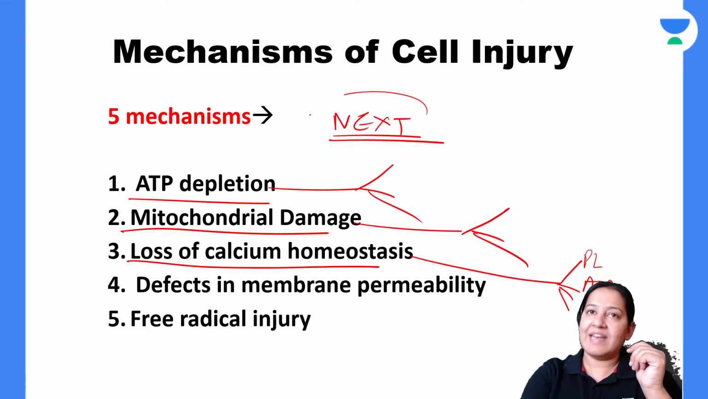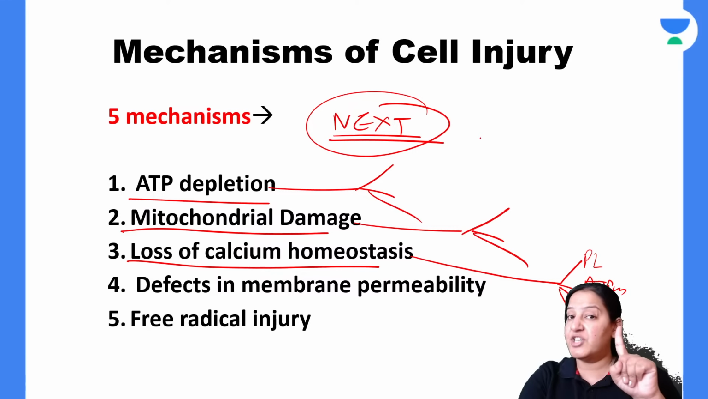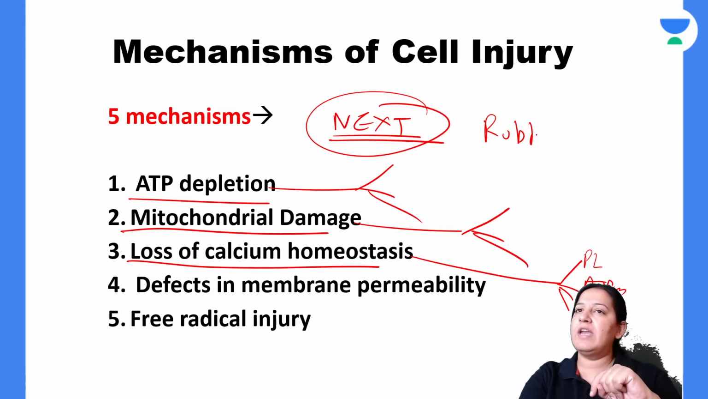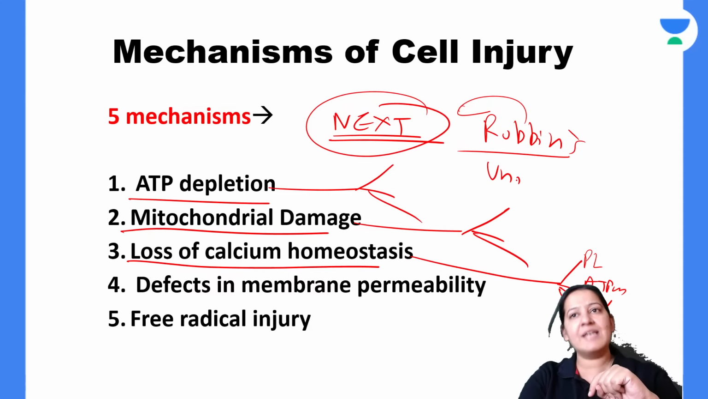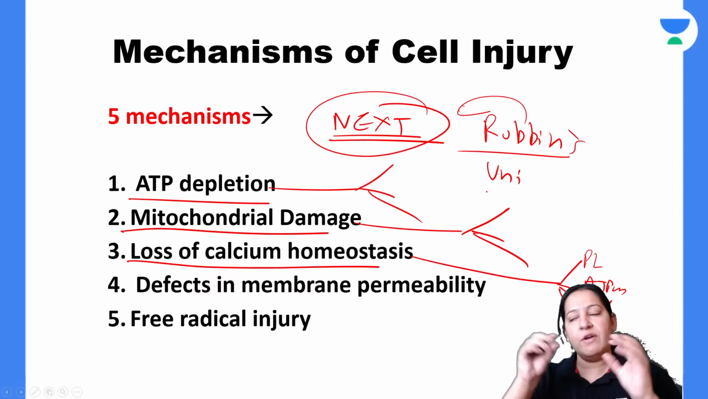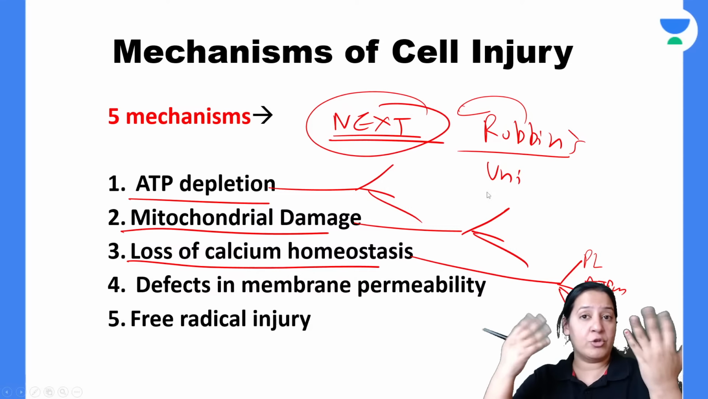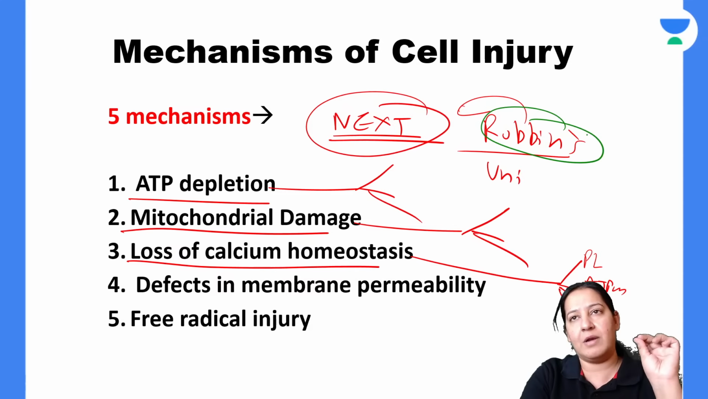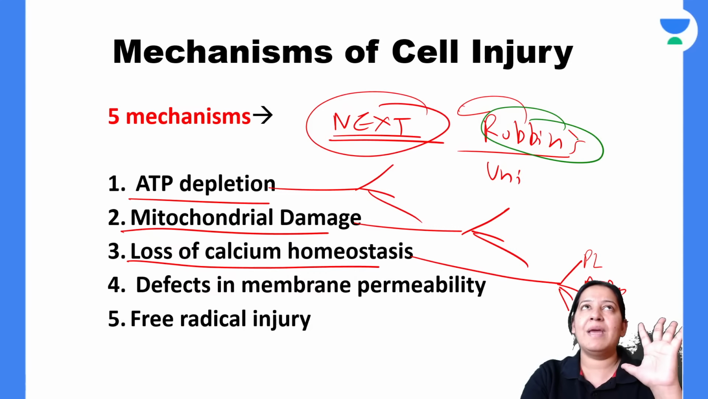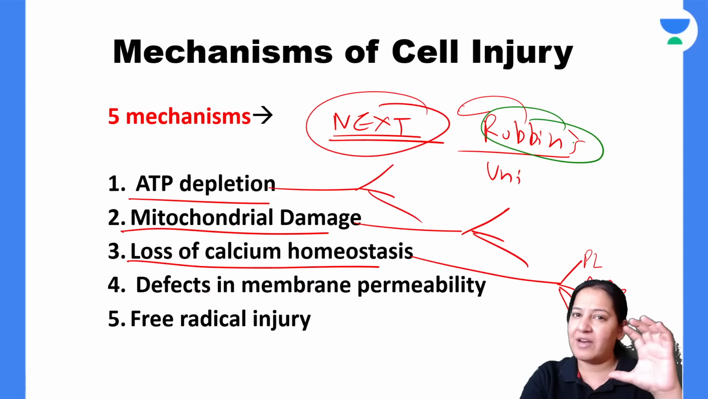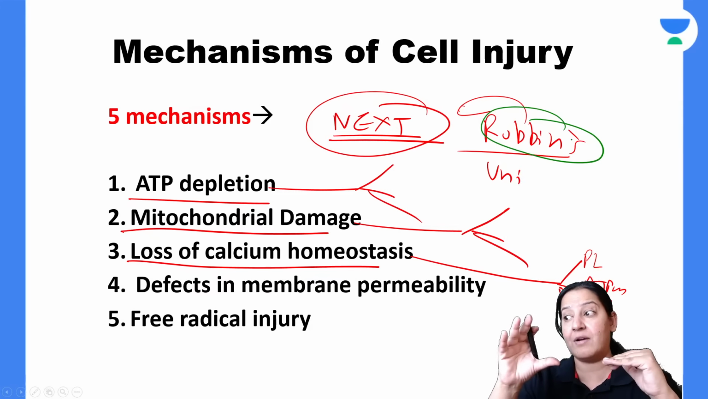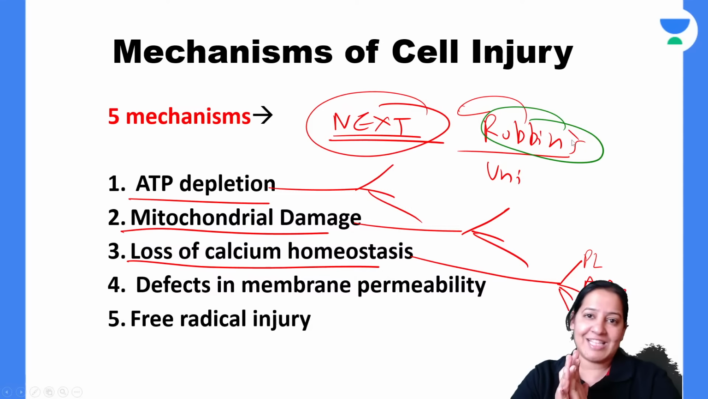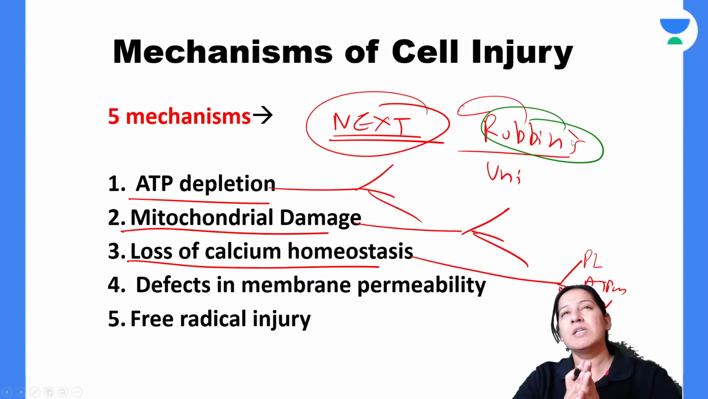If you want to crack NEXT with a good rank, a single digit rank, you have to read Robbins. Without reading Robbins, you cannot crack NEXT, right? But for the university exam, Hirschman is also sufficient. If you want to clear your university exam with good marks, with distinction, because what is the problem in Robbins, the language is a little bit difficult. Big paragraphs are there, points are not there, and everything is explained at the genetic and molecular level. So students find it a little bit difficult to read.